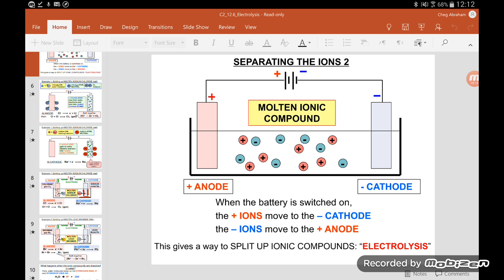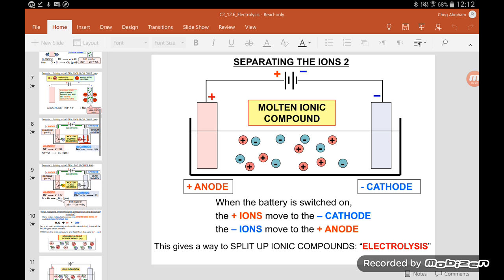That means that in a molten ionic compound, it's very simple. There's only two ions. Here, sodium and chlorine, for example, and that means that at the positive electrode, chlorine gas is going to come off, and at the negative electrode, sodium metal is going to come off.